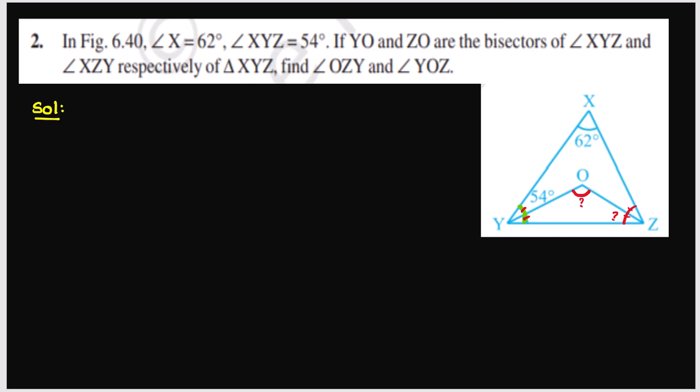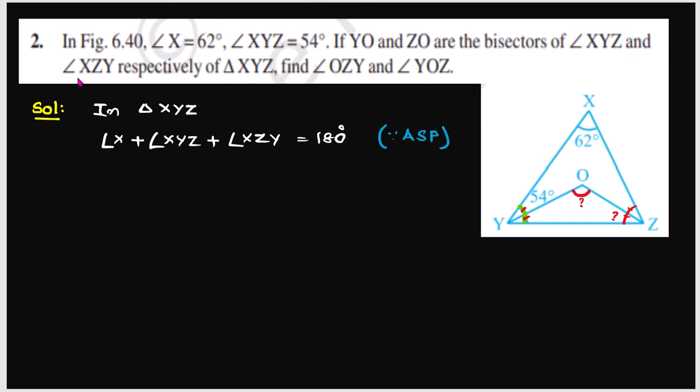Observe, first of all, XYZ is a triangle, where we have angle X as well as angle XYZ, 54. Then angle Z we can find by using the angle sum property. So we can write in triangle XYZ, angle X plus angle XYZ plus angle XZY equals 180 degrees. This is by angle sum property, ASP, angle sum property of a triangle.